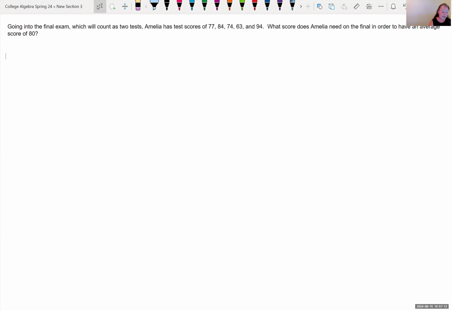And I know to find an average, I'm summing all the scores and dividing by the number of scores. The one thing that we have to worry about is that the final is worth 2 test scores. So we need to remember that when we're setting up the equation. It's asking us again, what does she need on the final? So that should clue you in. That's what we're going to choose our variable to represent. So x is equal to the grade needed on the final.